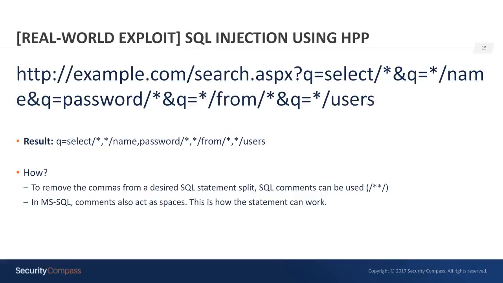So if you look at this long query, essentially the result is that through this parameter Q, I have executed a SQL query that says select name and the password from the users table. And how did I do that? Well, guess what? Q equals would equate to a comma, and anything left and right of that is a comment. So to remove the commas, let me just split. And how do I split? I'll use SQL comments. And when I'm able to use SQL comments, that's how I'm able to achieve this, right? And in SQL, I know that comments also act as spaces. Brilliant. Now I know what I have in order to craft my attack.